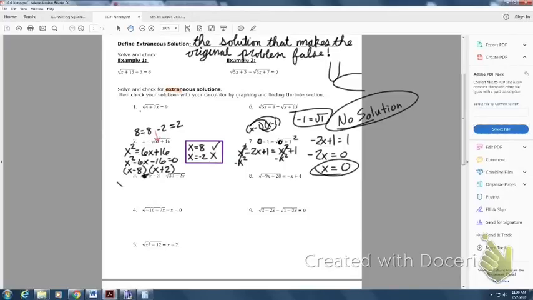Whenever you square that left side, you should end up with x squared minus 6x plus 9. And that's going to be equal to 30 minus 2x. Here is that equation set equal to 0.